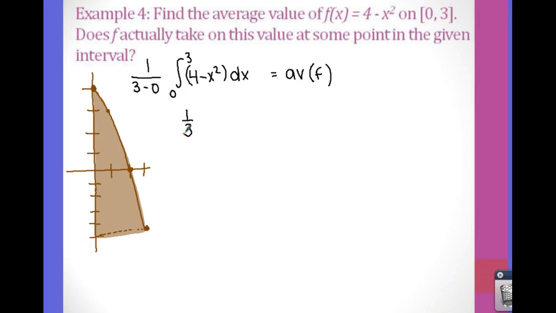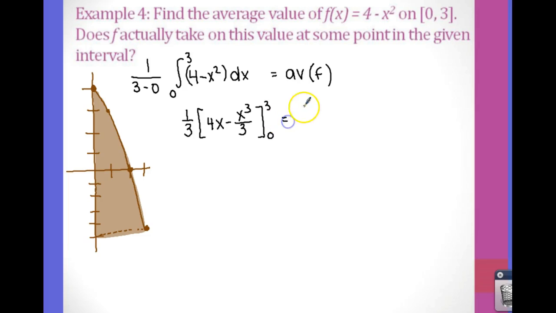What's the antiderivative of 4? 4. And the antiderivative of x squared? Yep, so you add 1 and divide by that new exponent. So you get x cubed all over 3. Here, this is like x to the 0, so it's like x to the 1 all over 1. So you go from 3 to 0.